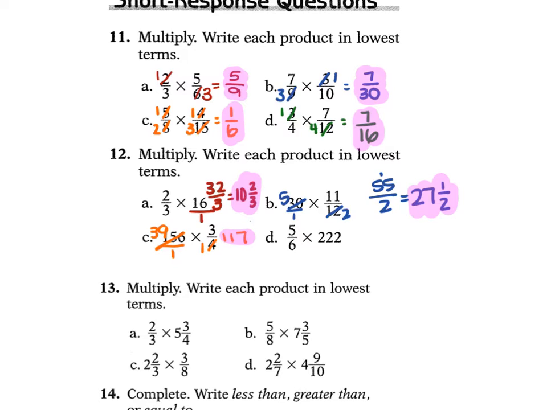For D, we have 5/6 times 222. So we put that over 1. The 6 goes into 222 37 times, so the 6 becomes a 1, the 222 becomes 37. So we're just doing 37 times 5, which gives us 185.